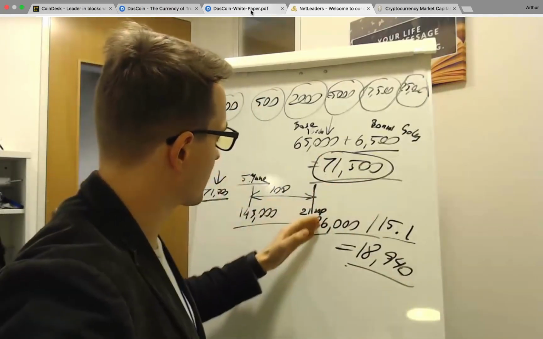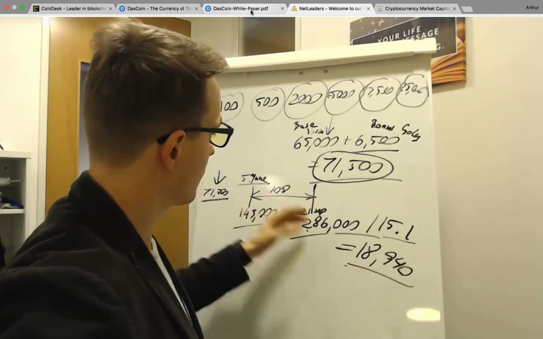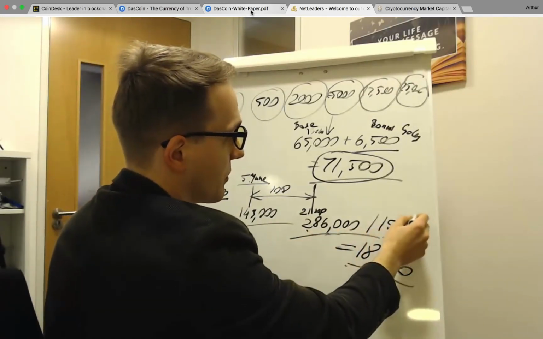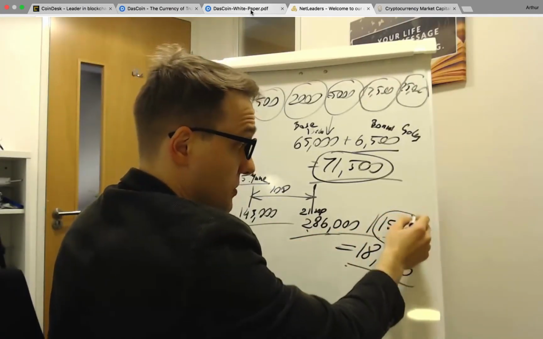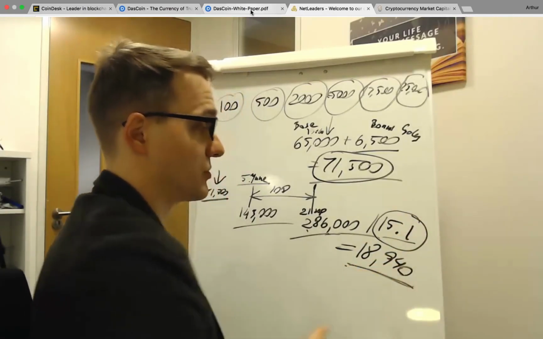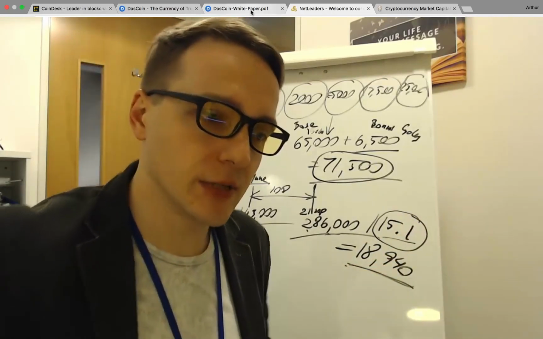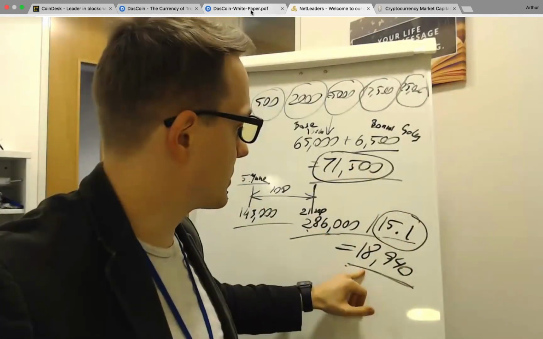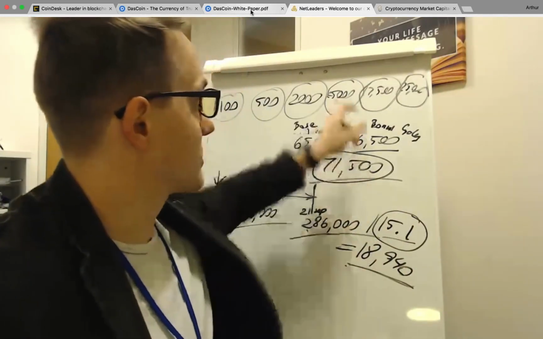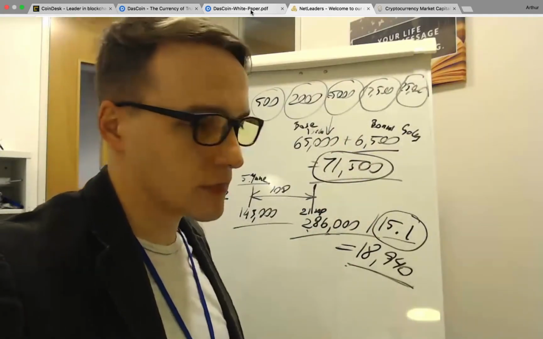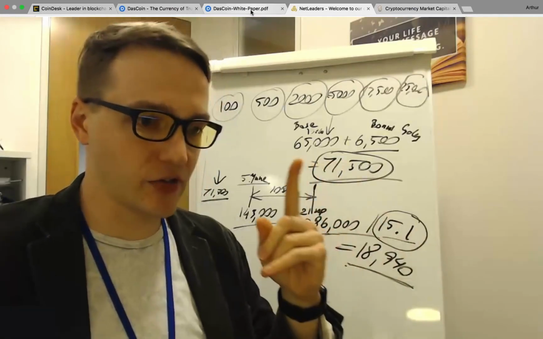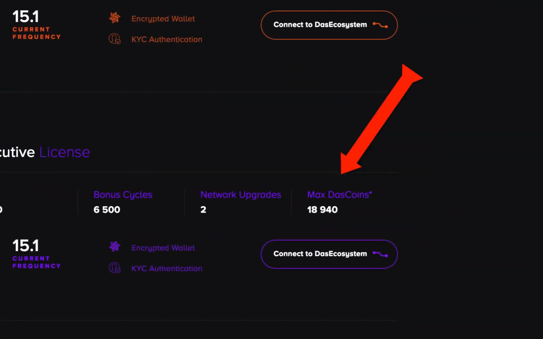Once you've received all your cycles, you're going to submit them to the minting queue, and then by dividing them over the frequency of when you've purchased your license, you will know how many DasCoins you're going to receive. I hope it's clear. In case it's not, just backtrack the video a little bit and watch it again. That's how many DasCoins you will get from this 5,000 license. Now, so you know about the network upgrade, max. Why does it say max DasCoins?